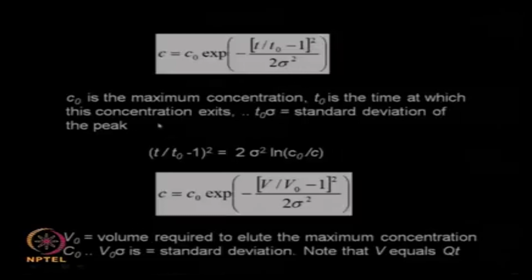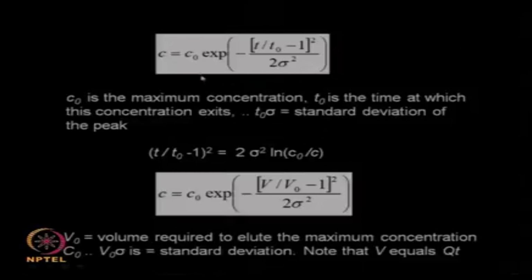Okay. T naught is the time at which the maximum concentration exits, that is, the maximum concentration is reached at time t naught, and t naught sigma is the standard deviation of the peak. So we can take a logarithm on both sides and then we end up with (t by t naught minus 1) square is equal to 2 into sigma square logarithm of C by C naught. This is just a mathematical manipulation so we can get an equation of this form.